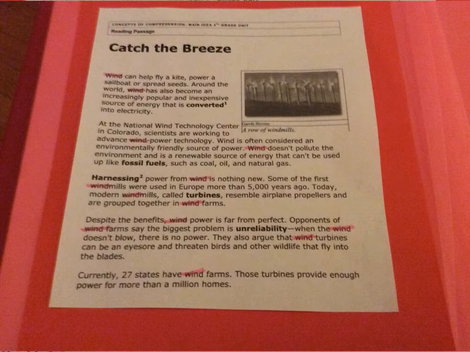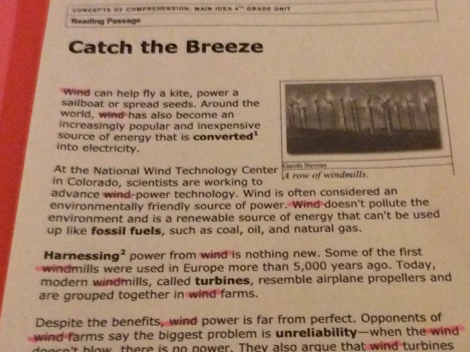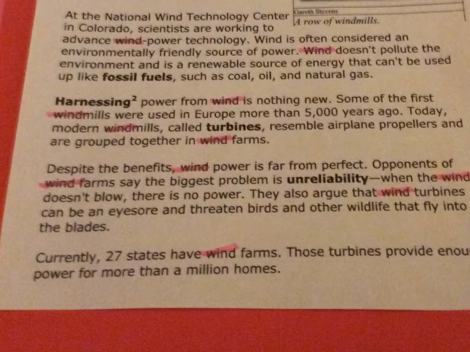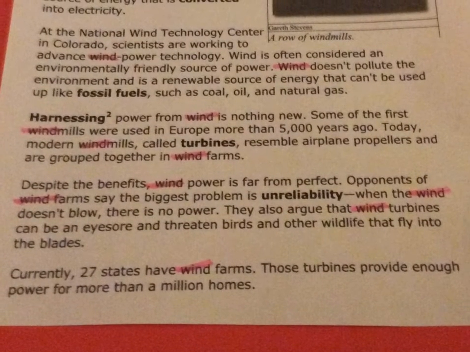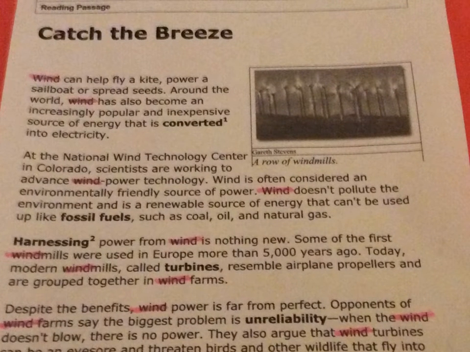Now, I'm going to read the first sentence and the last sentence of the article. Wind can help fly a kite, power a sailboat, or spread seeds. That doesn't sound like the main idea to me. The last line says, those turbines provide enough power for more than 1 million homes. That sounds more like maybe a supporting detail. I'm not sure.